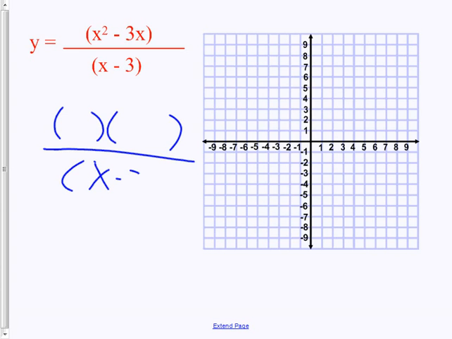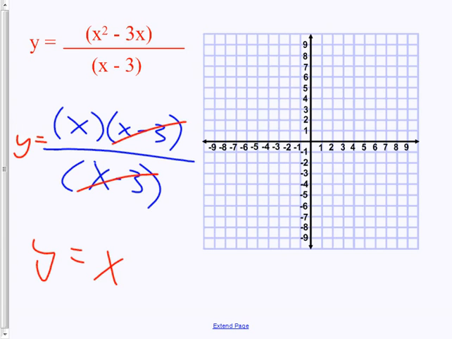On the bottom, we have x minus 3. That hasn't changed. On the top, we have factored out an x. And then we'd have what? x minus 3. Okay, and now watch what happens. Cancel, cancel. Those are gone. What am I left with? y equals x. See? Now, what is the graph of y equals x?